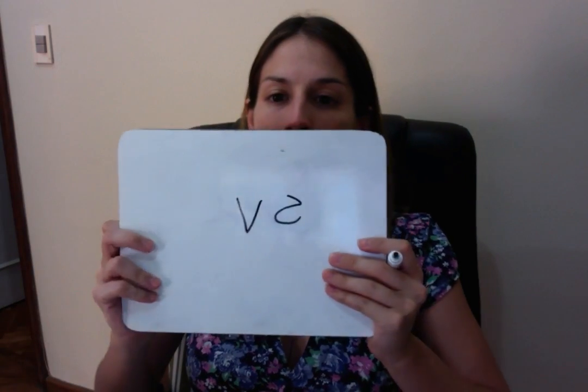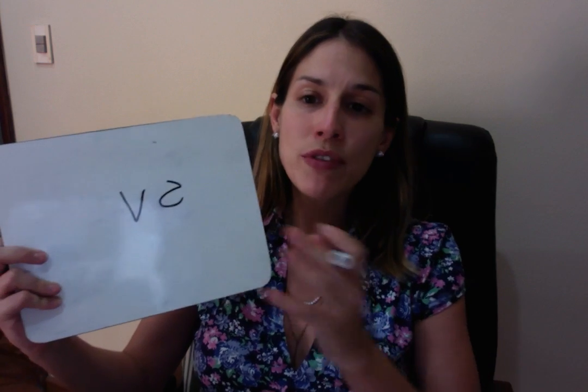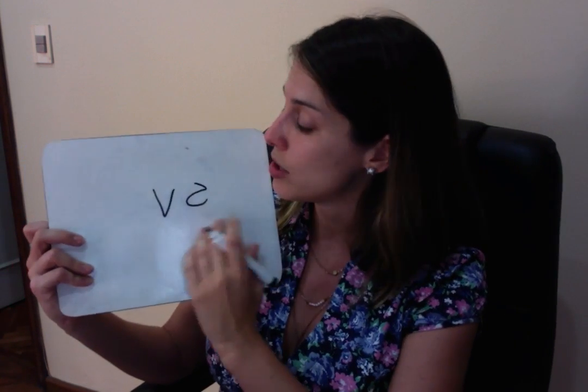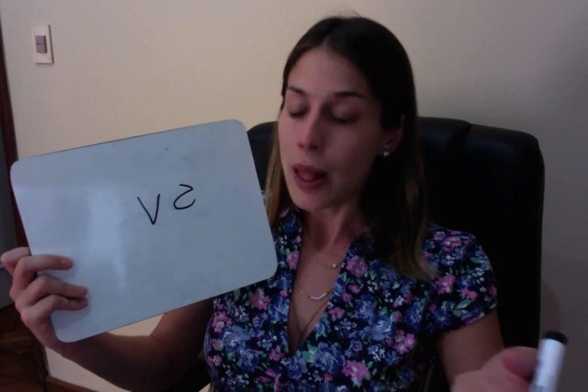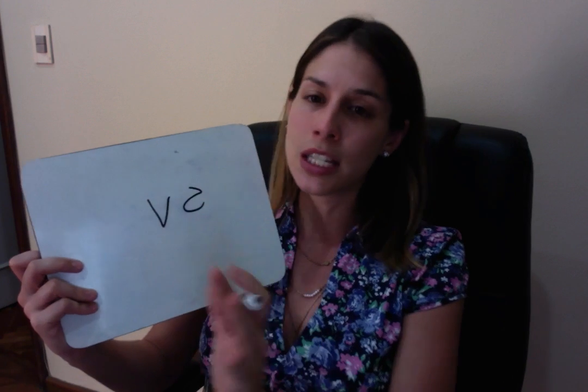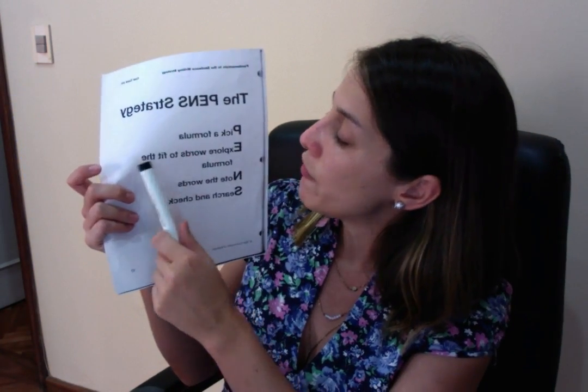Now, first of all, the first step of the PEN strategy is P for pick a formula. So, yesterday we were working on the SV formula, okay? Which means subject and verb. So far, we've just worked on one formula, so for today, we're going to use this formula. In the future, you will learn more formulas, and you can choose more formulas from there. But for now, we're just going to use this formula because this is the one that we have really worked on. Now, the next step of the strategy is you explore words to fit the formula.